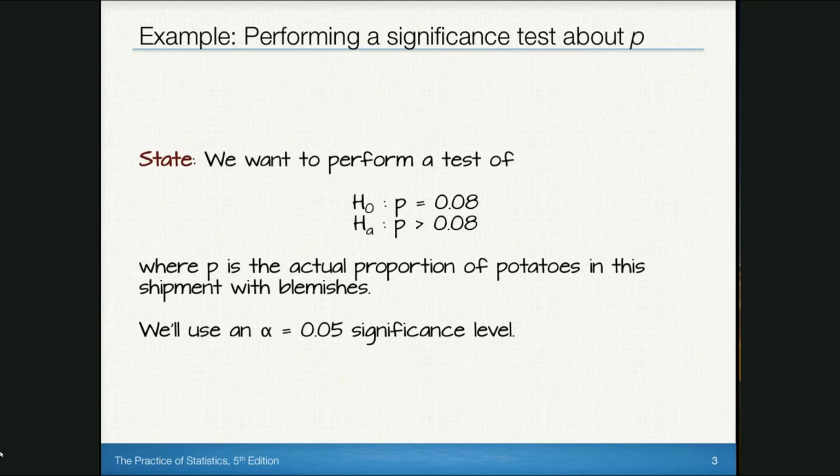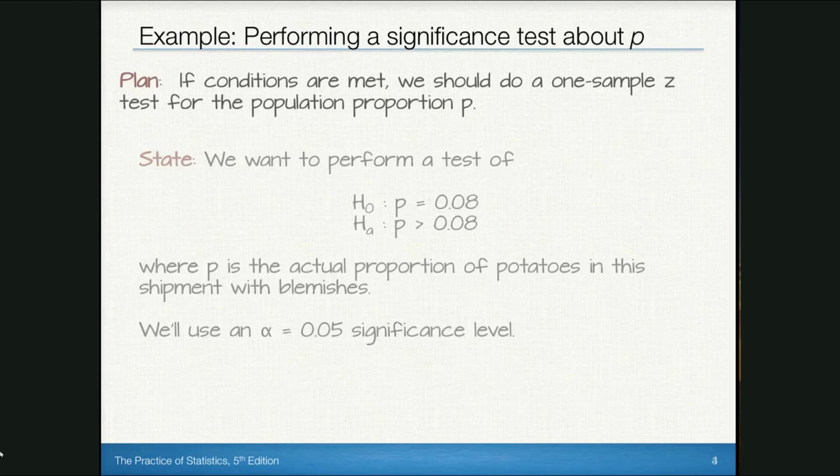We want to perform a test of the hypotheses, the null hypothesis, p equals 0.08, against the alternative, p is greater than 0.08, where p is the actual proportion of potatoes in the shipment with blemishes. And again, we'll use alpha equals 0.05, or a 5% significance level.